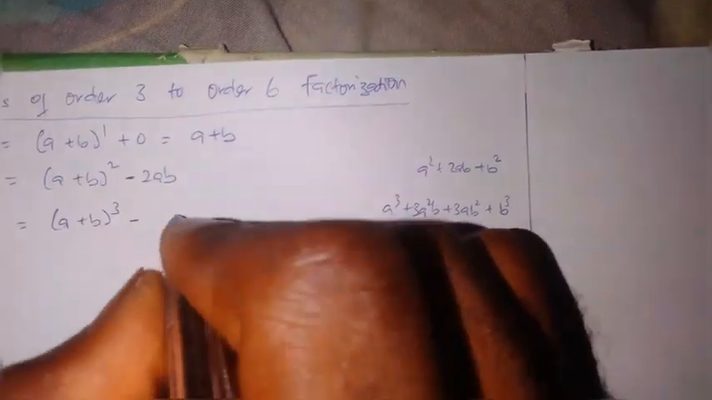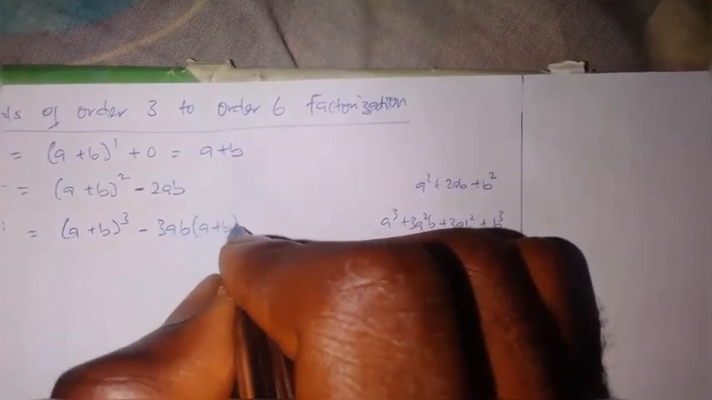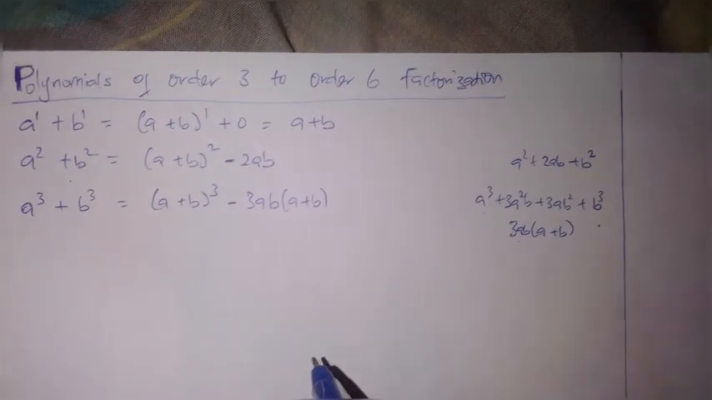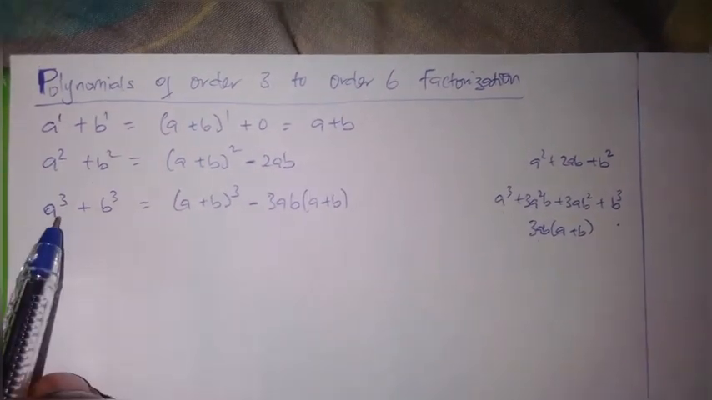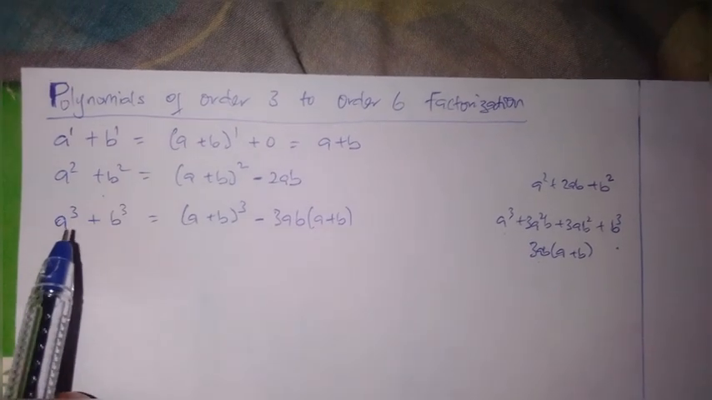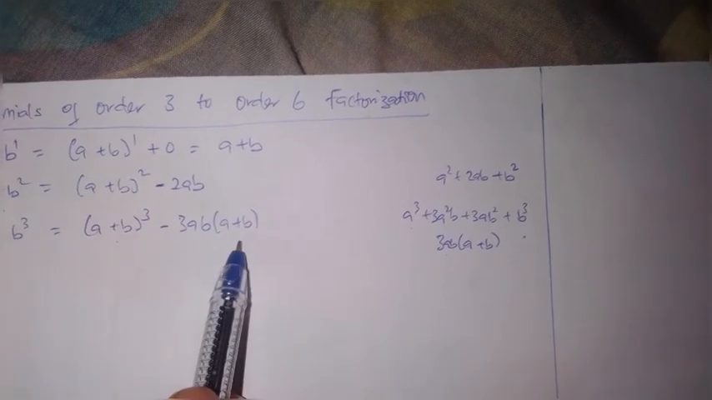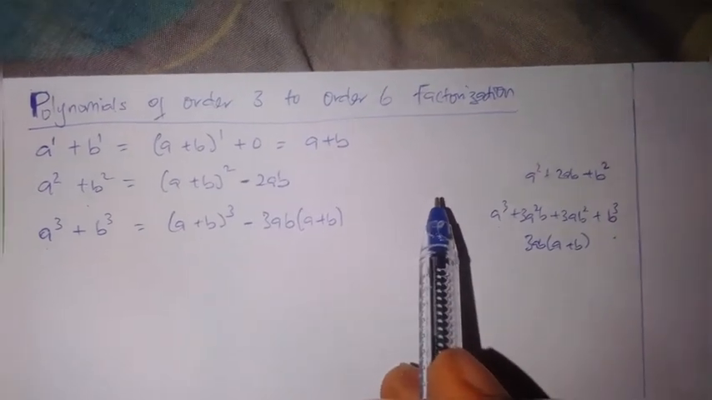So that becomes minus 3ab into a plus b. Now, you can test it out. Let my a be 2, let my b be 3. Put it here. a cubed is now going to be 8 plus 27. The same thing happens here. So whatever you get here, you must get here. That's just what it means.